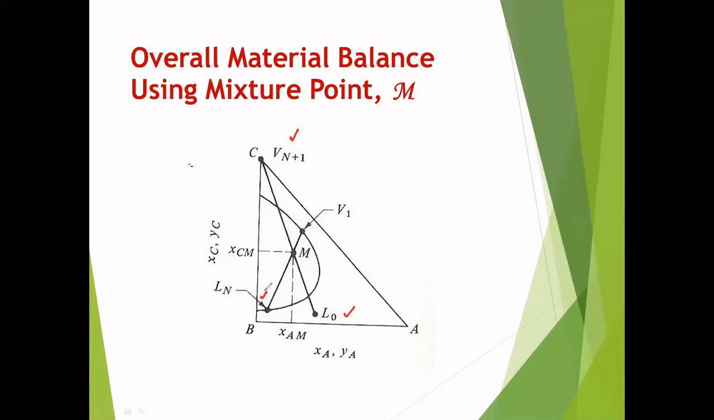So what you do first is you plot this LO and your V sub N plus 1. Most of the time in the problem, the solvent is 100% pure. So it's right on the tip, or the point C, here in our triangle. Okay, the LO that you have placed in here, you connect with this point in here and you will have a straight line out of that.